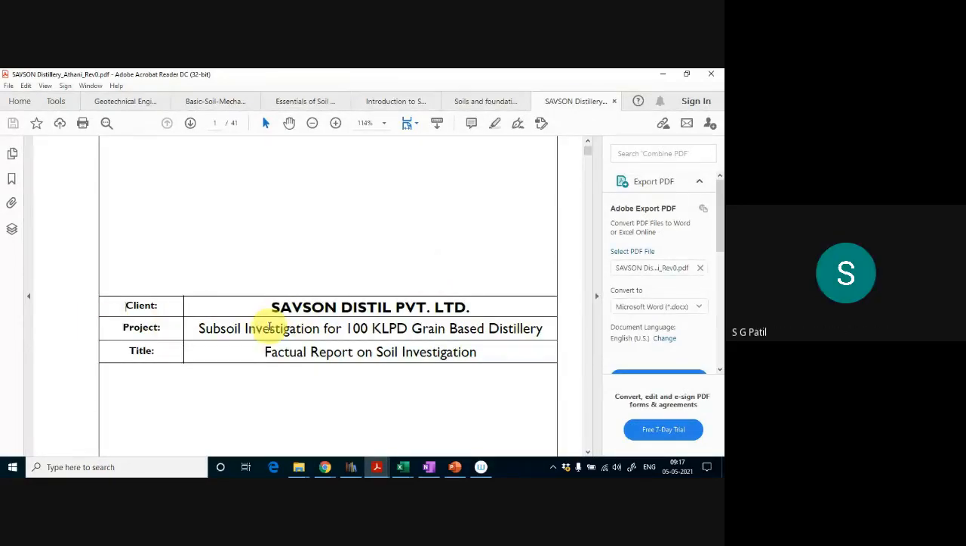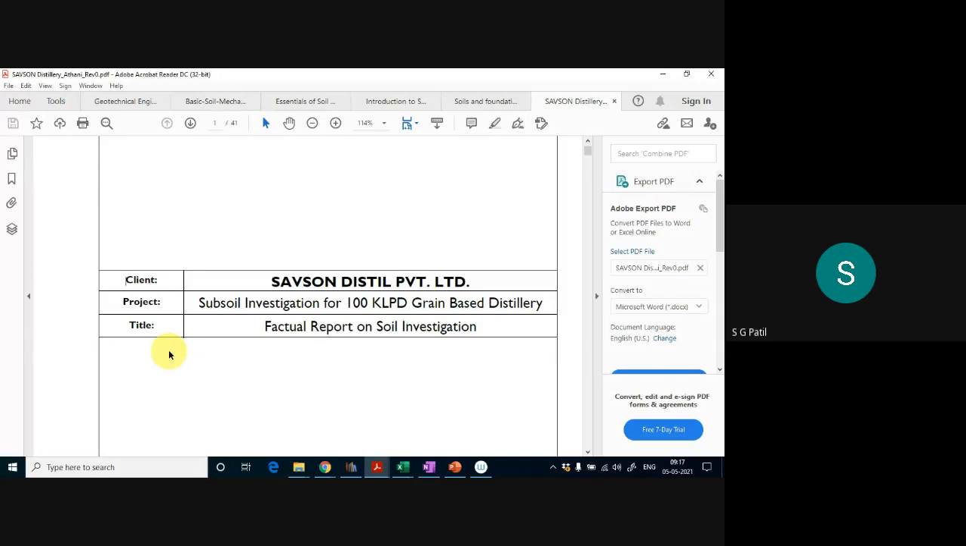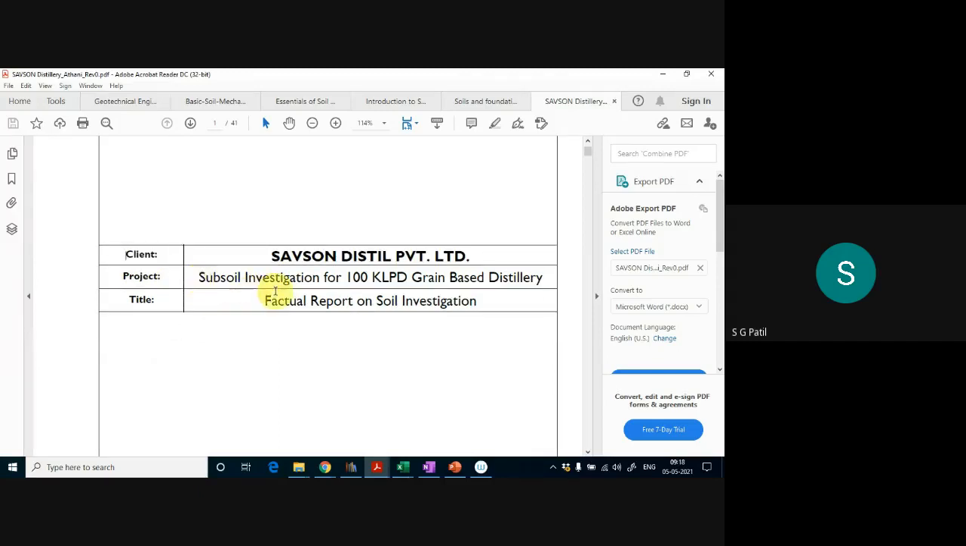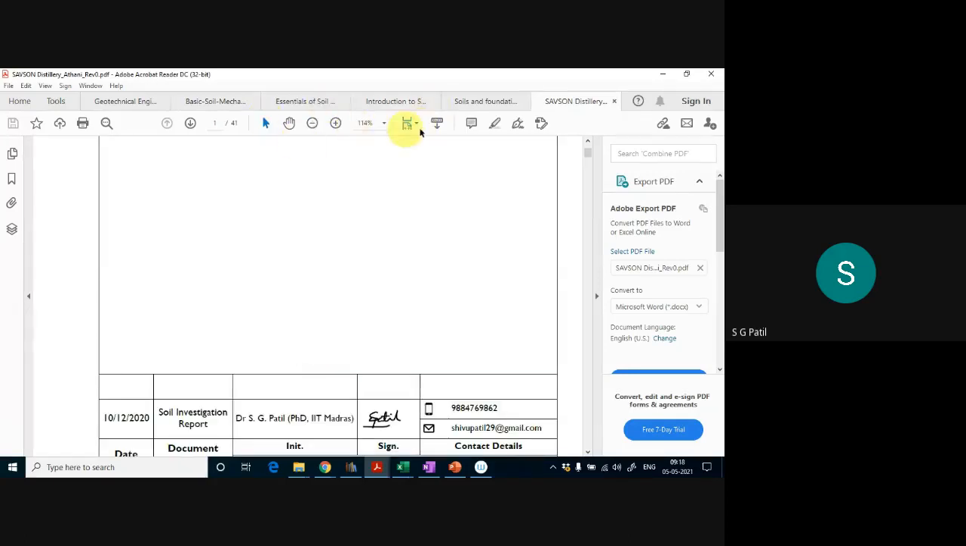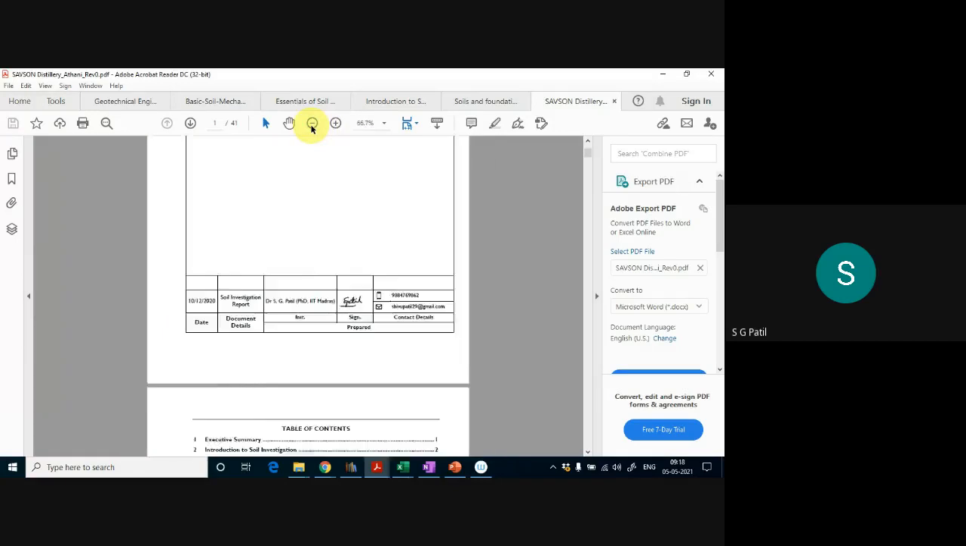So he is the client, Savsan Distillery Private Limited. Our deputy CM, Lakshman Saudi, this factory belongs to him. The project name is Subsoil Investigation for a 100 KLPD grain-based distillery. The title is factual report of the soil investigation. This is the report which I have prepared for this distillery factory.